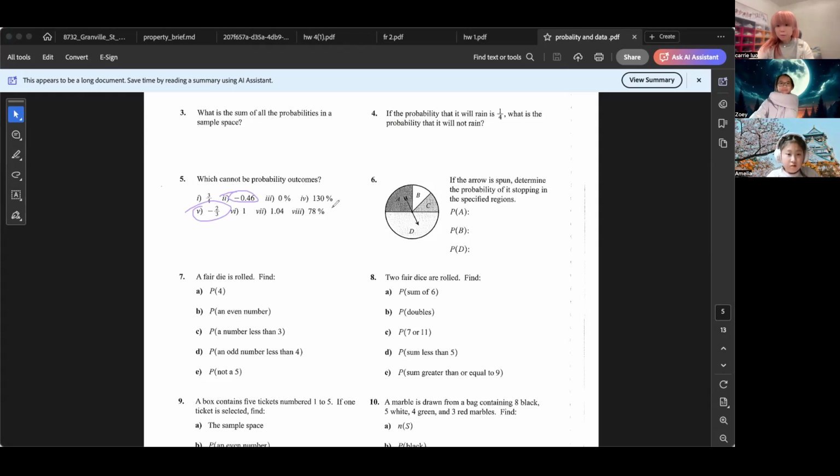There's an arrow, right? This arrow spins and determines the probability of it stopping in a specific region. Okay, so the probability of this arrow landing in space A, space B, or space D.